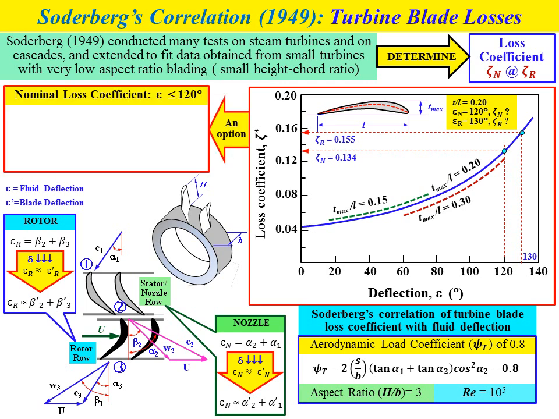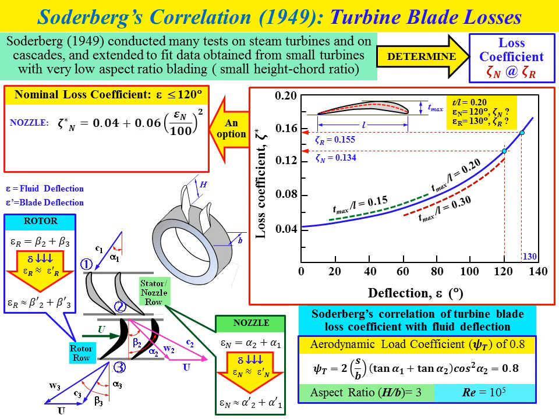Okay, Soderberg also provides the relationship in terms of a formula. So we have two approaches to obtain the loss coefficient. First, by using the graph provided by Soderberg 1949, or we can use the equation, where this equation is the nominal loss coefficient, which is valid for deflection angle less than 120 degrees.